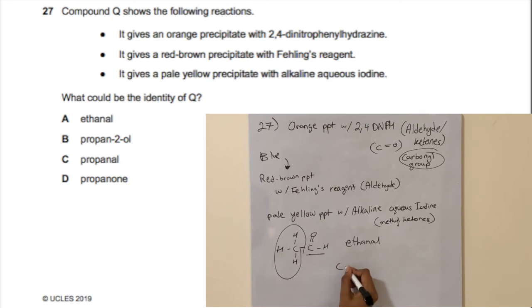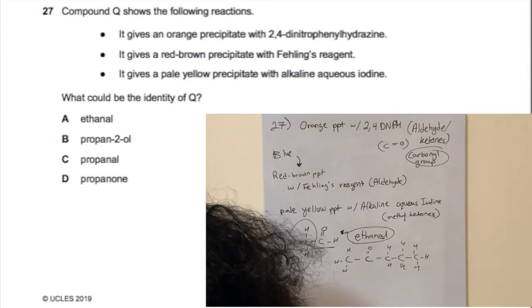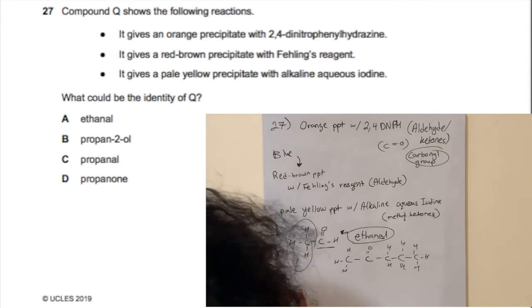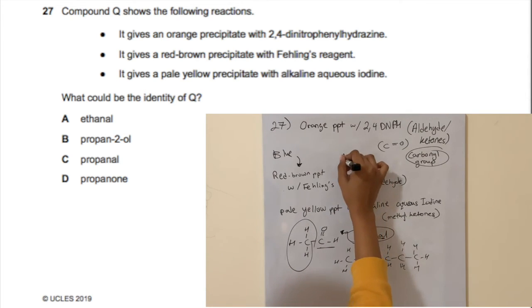We could have just expanded it and had an H here, right? That's a methyl group, a ketone, and then more carbons. So this, in this case, is still considered a methyl ketone. However, it is no longer an aldehyde. So in this case, this is just ethanal, right? This is just an exception where the only option that gives us this is A.